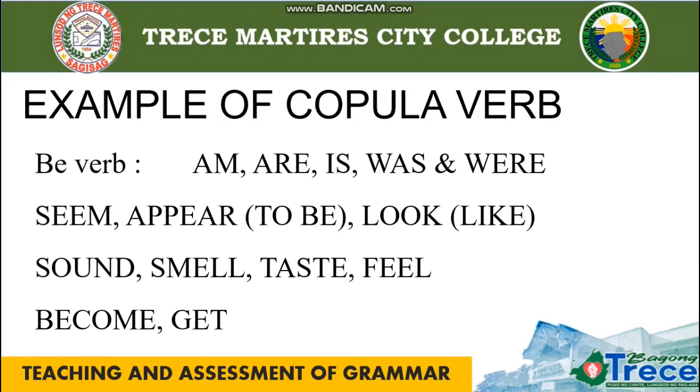So examples of copular verbs. We have here the be verb: am, are, is, was, and were. We also have seems to be, appear to be, or the seem or the appear. We also have the look or look like, and we also have the sound, the smell, the taste, the feel, and also become and get.